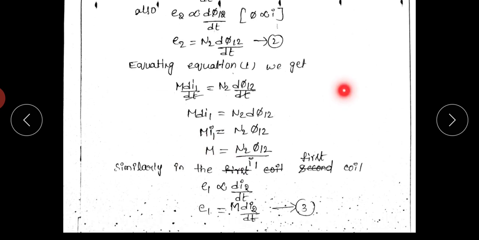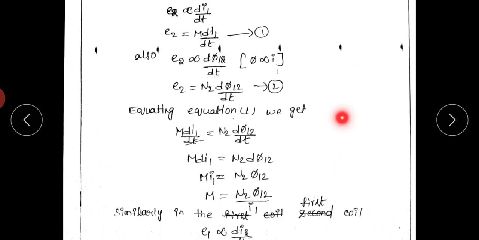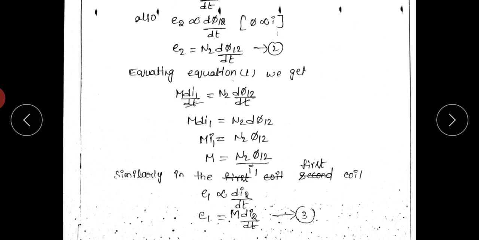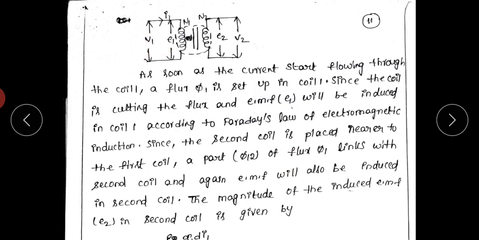So similarly, in the first coil, if for example the first coil induced EMF E1 is proportional to di2 by dt. Here, in the previous case, the applied voltage equals V1 and the supplied current equals I1. Here flux phi1 is first produced. Because of the flux phi1, E1 is induced, and part of the flux phi1 links with the second coil. Next, EMF E2 is induced.